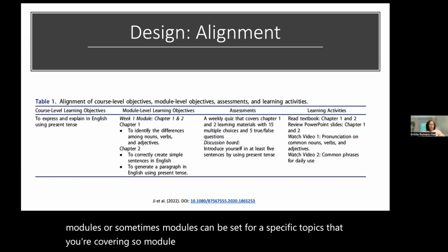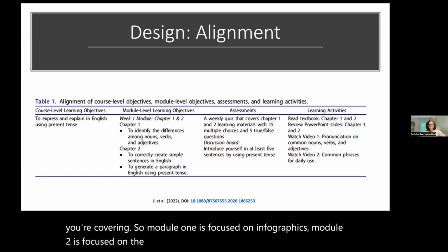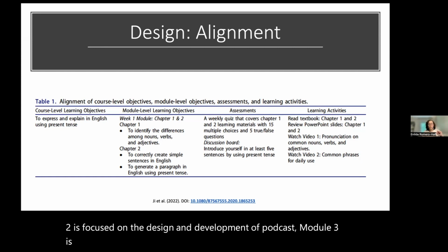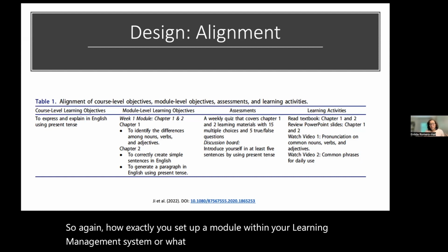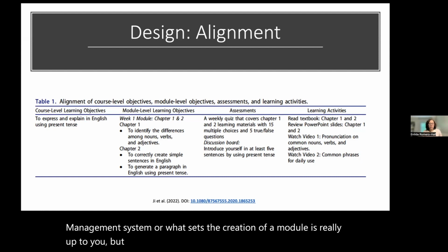module one is focused on infographics. Module 2 is focused on the design and development of podcasts. Module 3 is focused on the design of web pages. So again, how exactly you set up a module within your learning management system, or what sets the creation of a module, is really up to you. But overall, learning management systems are set to be used in a module format.